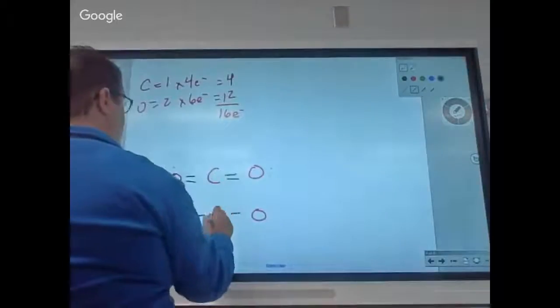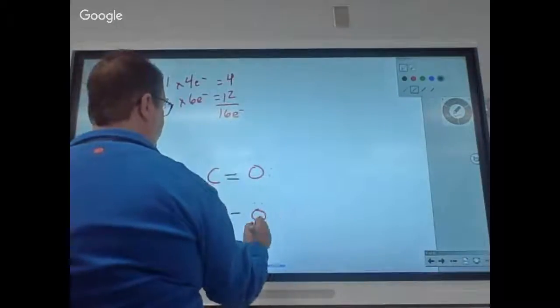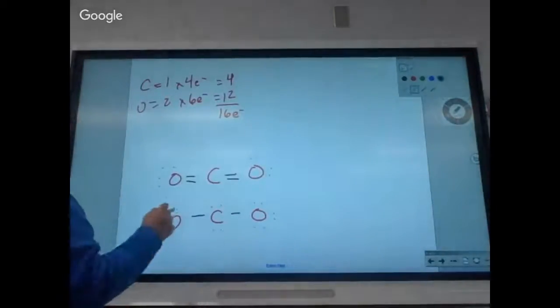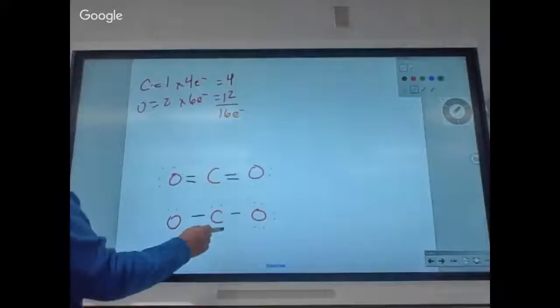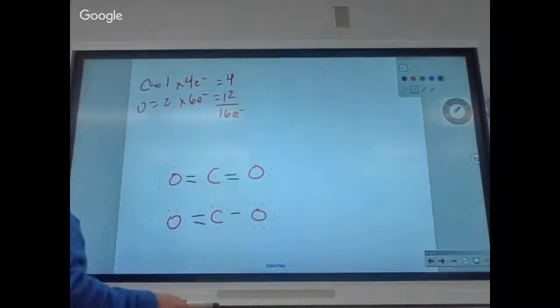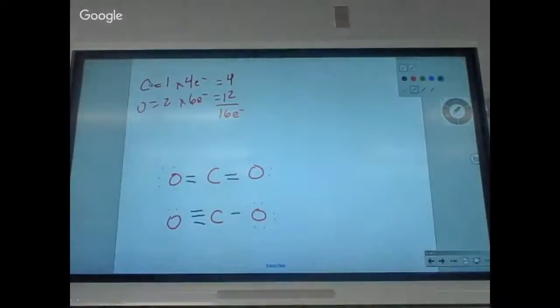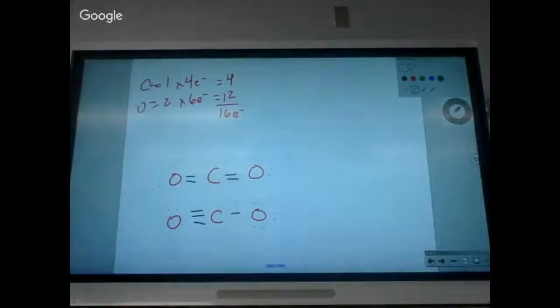2, 4, 6, 8, 10, 12, 14, 16. Okay? So this time, 8, 8, 4. Take 2 off. That gets me to 6. Take 2 off. That gets me to 8. Do you have it drawn that way? No. Okay.